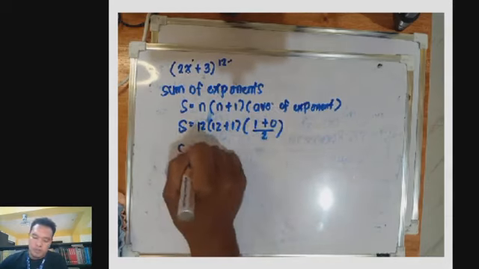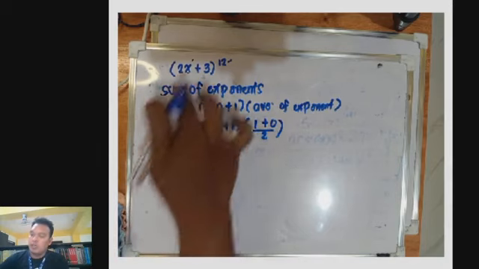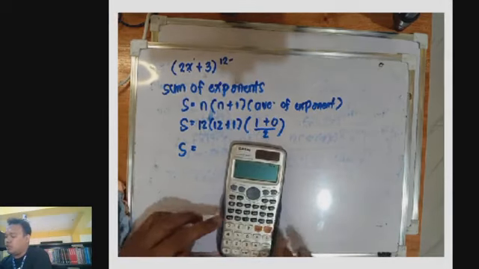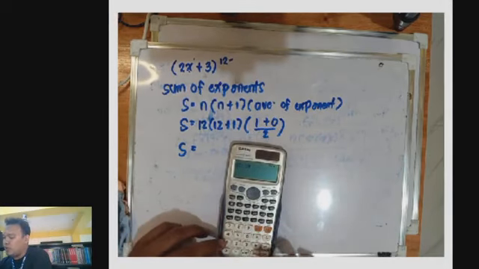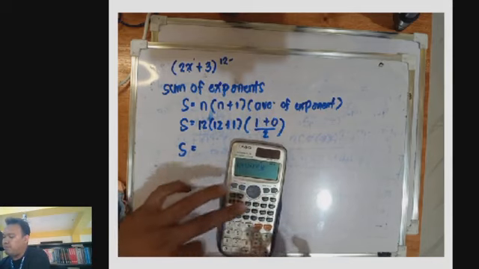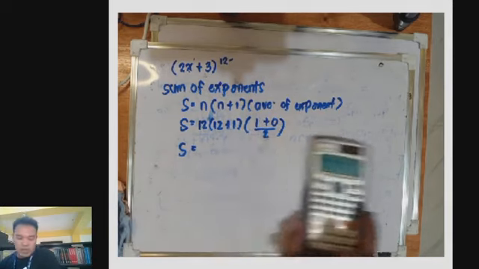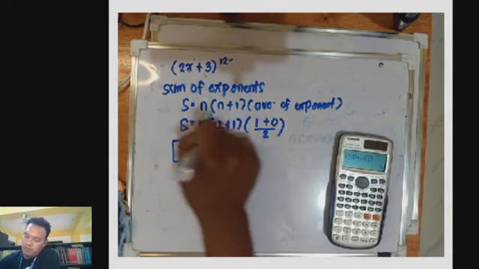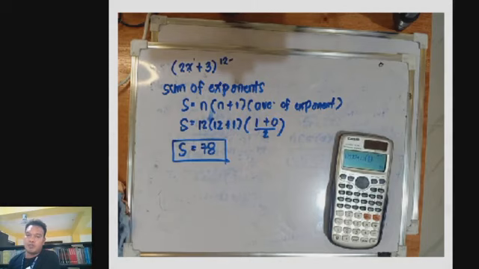So we have S is equivalent kay, walang exponents yung y, no? So, pag nilagay yan sa calculator, 12 times 12 plus 1 times 1 half. We have 78, no? 78 po yung sagot na sum of exponents. So, yun.